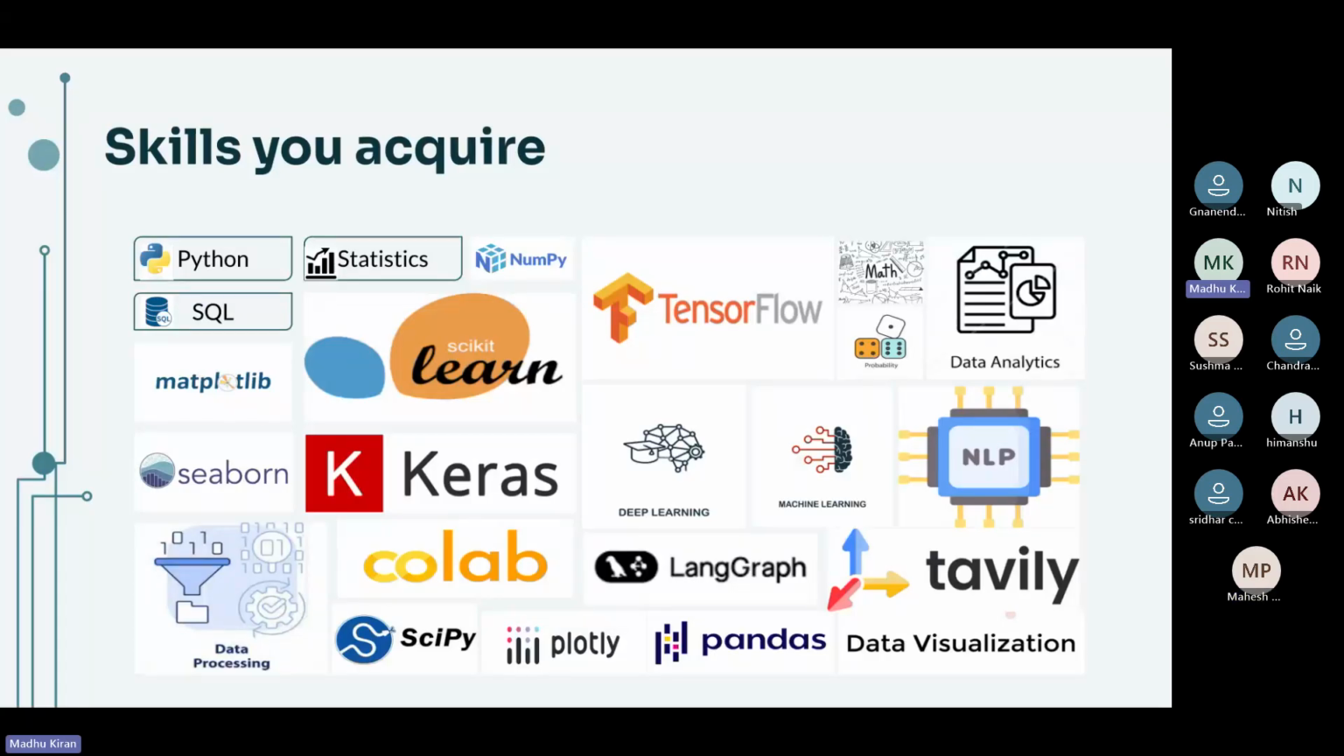So you see something Tavily here, right? Just understand that Tavily is the web search tool for agents. This is useful when we start learning agentic AI. So Tavily, data visualization, LangGraph. This is also related to agentic AI. SciPy, Plotly, Pandas, data processing. So we just added a few skills here.